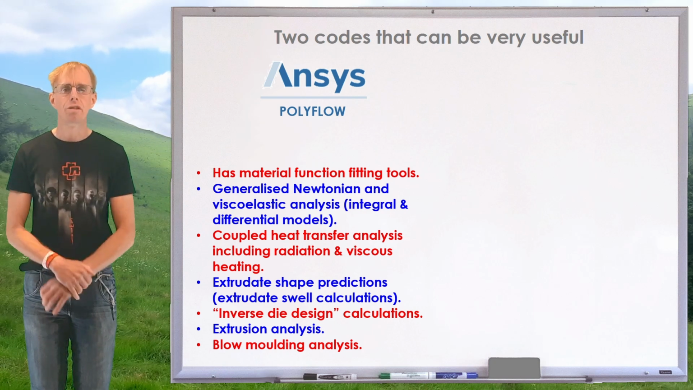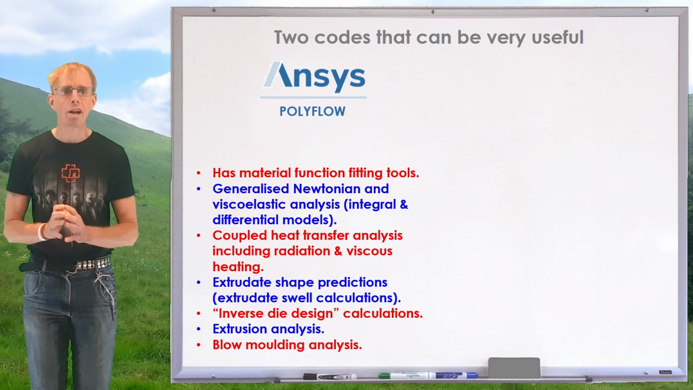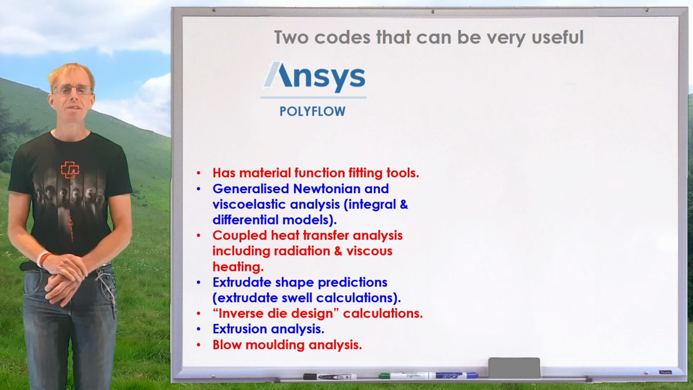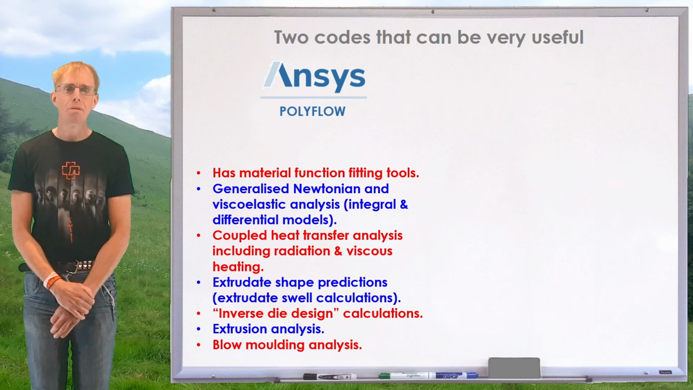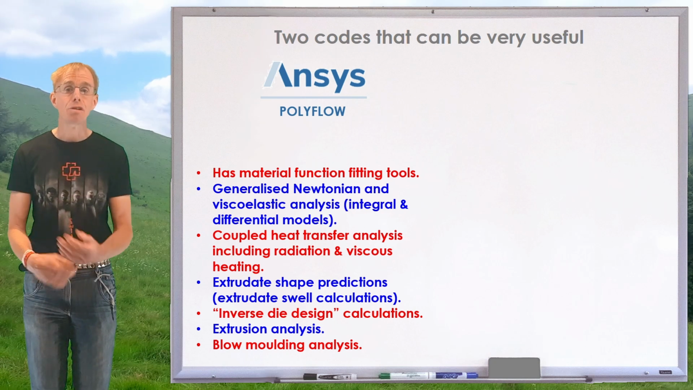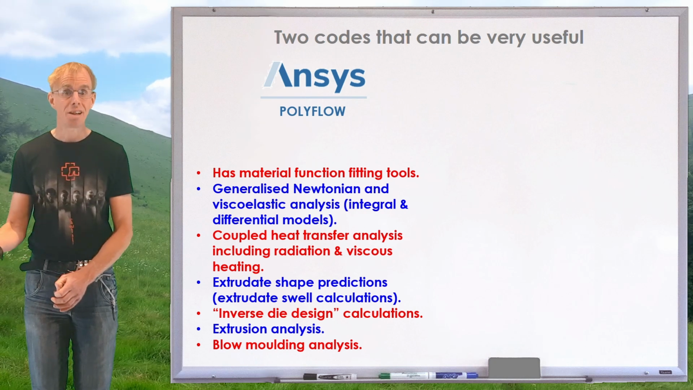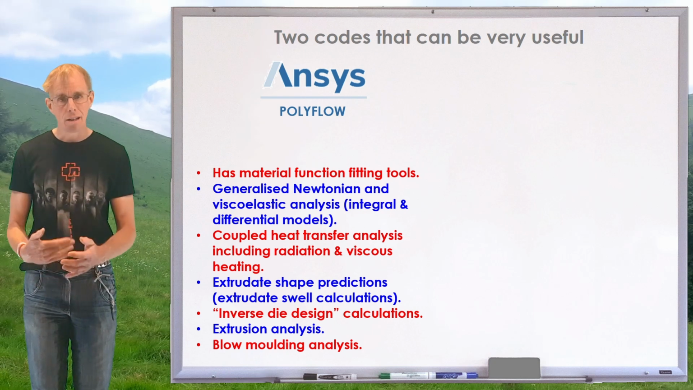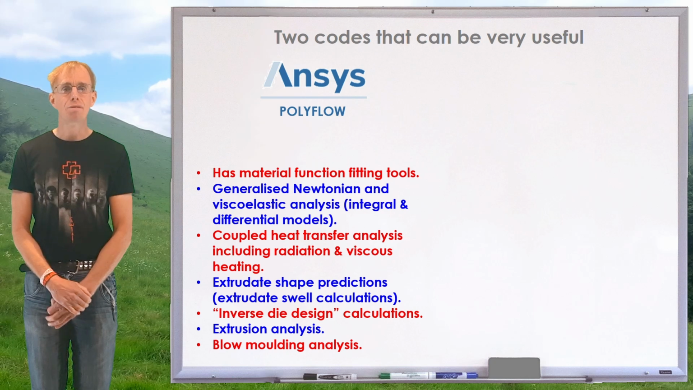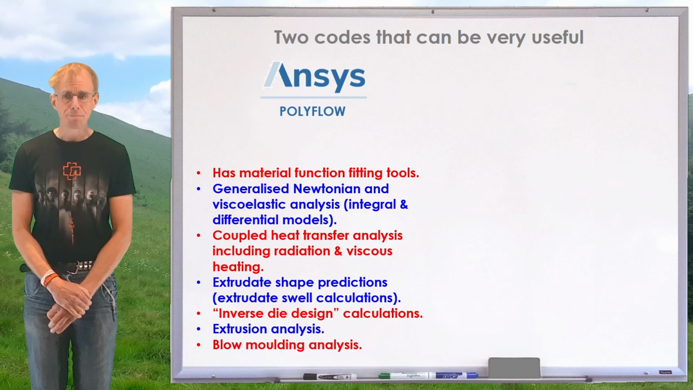One of the really neat tools that's inbuilt into Ansys is what it terms inverse die design or extrudate prediction codes. And what this allows you to do is to say, right, extrude this fluid through this shape. What shape extrudate do I get? The inverse problem says, I want this shape of extrudate. What shape of die do I need with this fluid, with this rheology, to get that result? And that is a very valuable exercise to go through, since it can save a lot of time and a lot of money with the engineering of dies. It also has features for blow molding analysis as well.